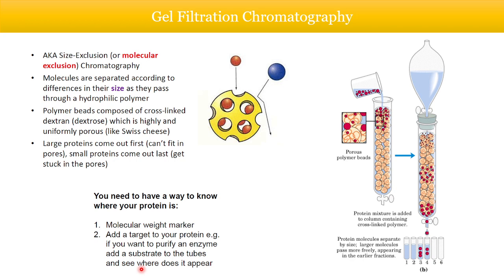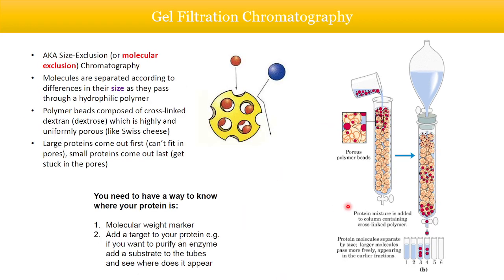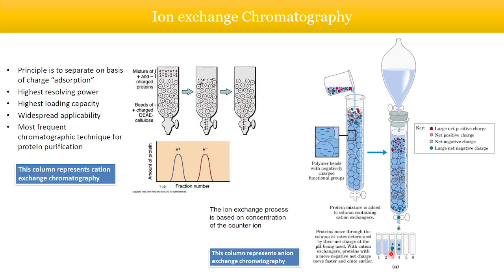Apart from this, I had also talked about these chromatographic techniques in detail in my previous class. You can definitely check back. So you see, these are the porous polymer beads. You pour the mixture of your proteins into the column, and then your protein molecules separate by size. The larger molecules come first, and the smaller molecules will elute at the end.